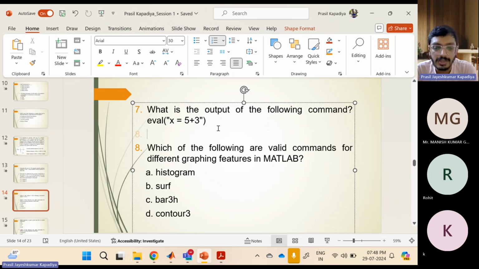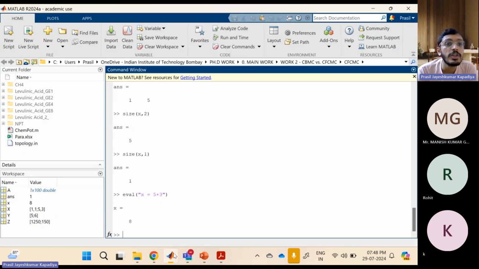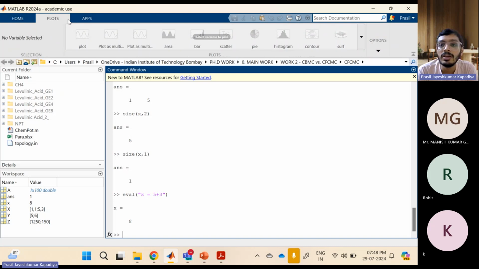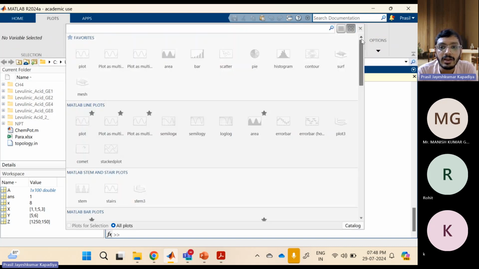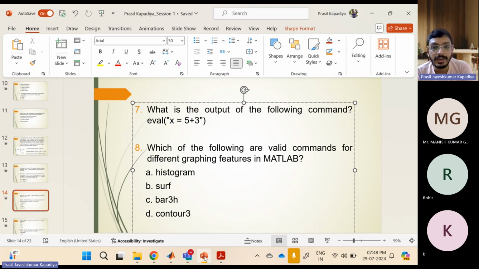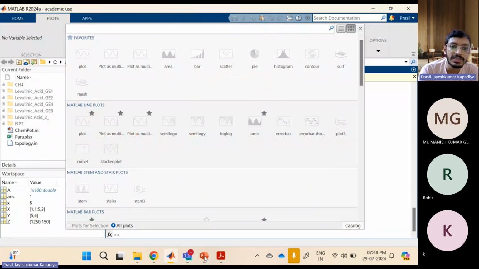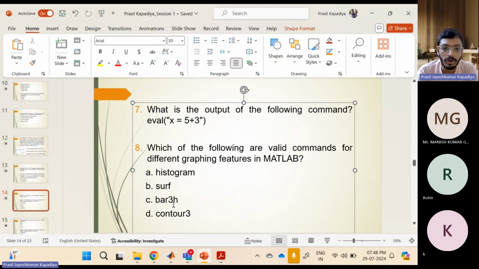Then my next question is, which of the following are valid commands for different graphing features in MATLAB? So I have these commands given: histogram. If we go to this plots option, we can see that histogram is there, right? So I can plot a histogram. Then the surf command, surf is a surface plot. So surf is also there. That surface plot we can also plot.